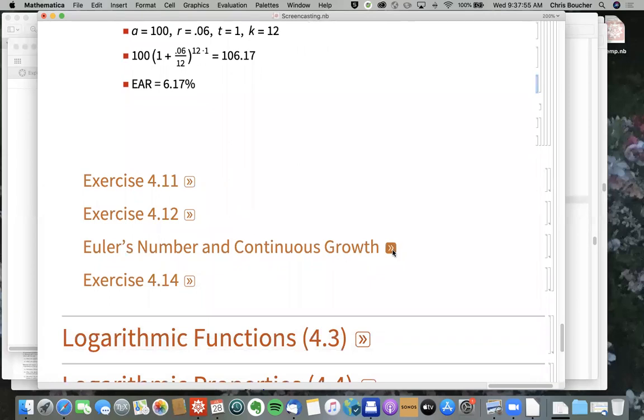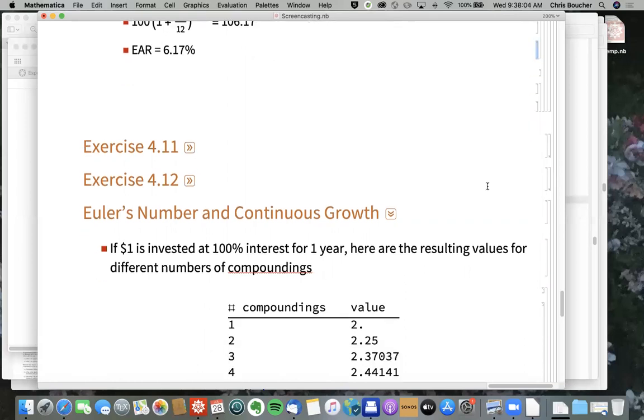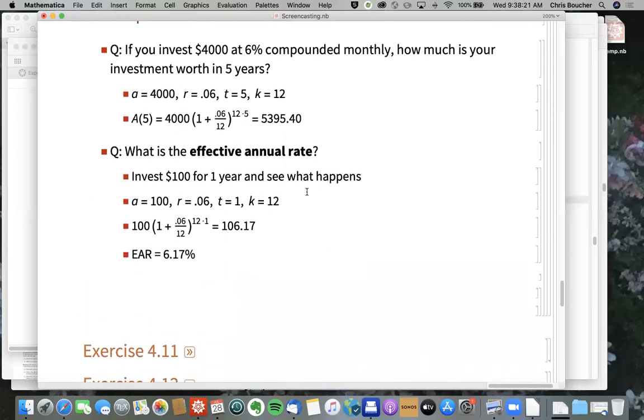Okay, let's quickly talk about Euler's number and continuous growth, and that'll be good for exponential functions, which is again section 4.1 in the book. So what is Euler's number? Well, if we do the following thought experiment, invest $1 at 100% interest for 1 year, and we change the number of compoundings. What you'll notice if you do some of these calculations is compounding helps a little bit. If you just grew $100 by 6% for a year, you'd have $106. But if you compound the 6% monthly, you get a little more than $106.